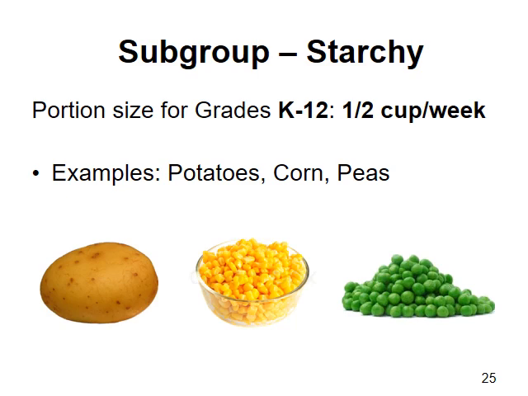The next vegetable subgroup is the starchy vegetables. The portion size is the same for grades K through 12, a half a cup for the week. Some of the commonly served items in this subgroup include potatoes, corn, green peas, and green lima beans. Refer to the chart for more ideas on some new items to try. Jicama is a crunchy vegetable students may enjoy trying.